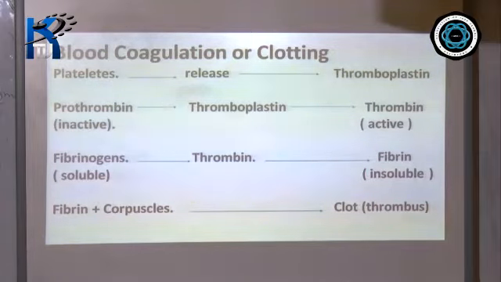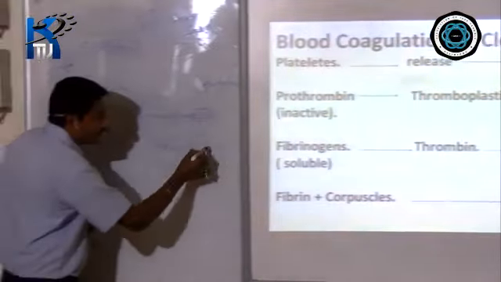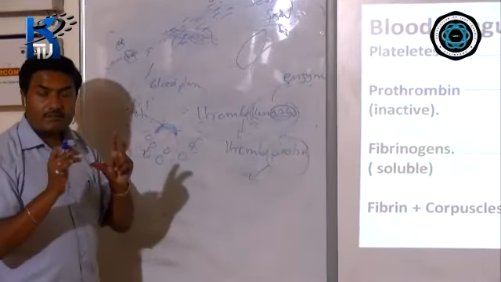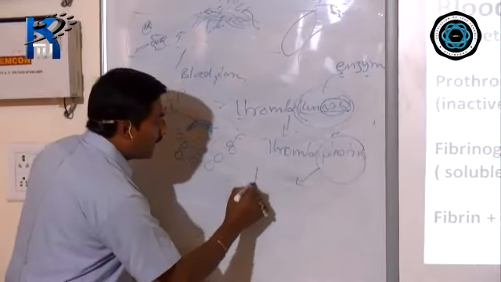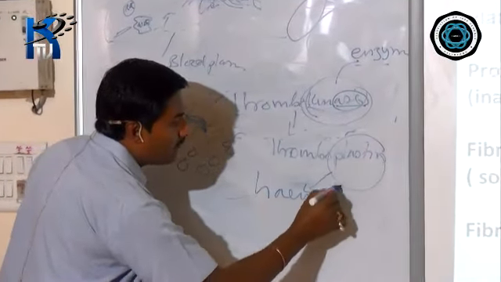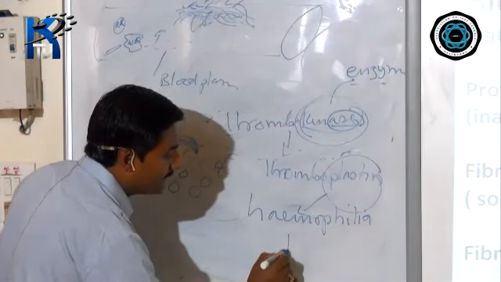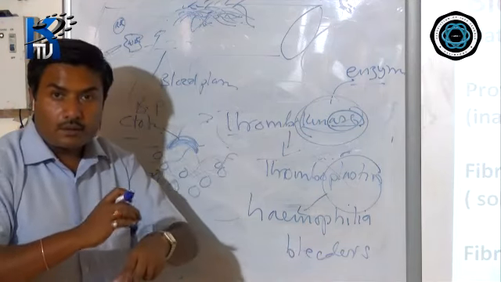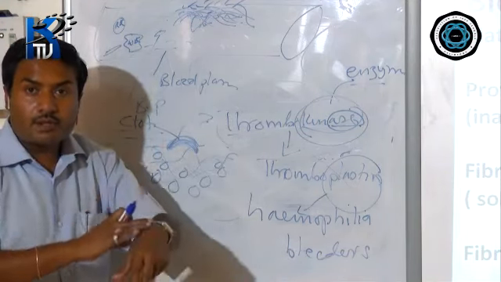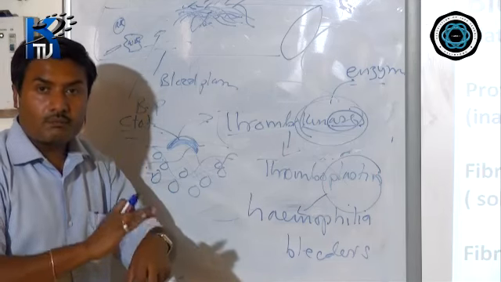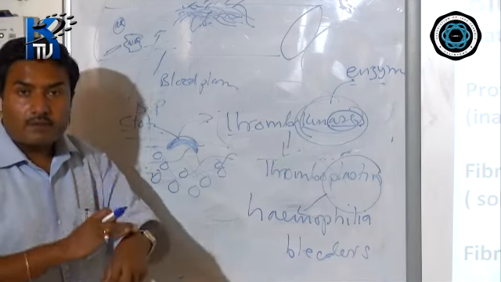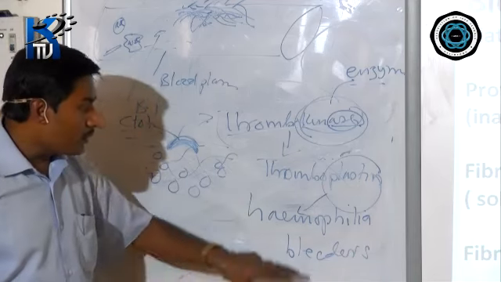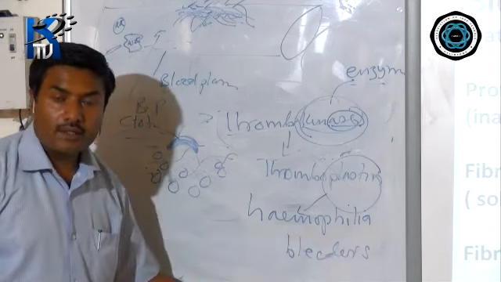A person who does not have this clotting factor, or who is not able to release thrombokinase, thromboplastin chemicals, may suffer from a disease called hemophilia. Okay, hemophilia, which is called a bleeder disease. The person's blood does not stop soon. The person may bleed to death because the blood is not stopping. However much you try to stop it, the blood will keep on moving out, and the person may die. That type of problem you call hemophilia, or bleeder disease.